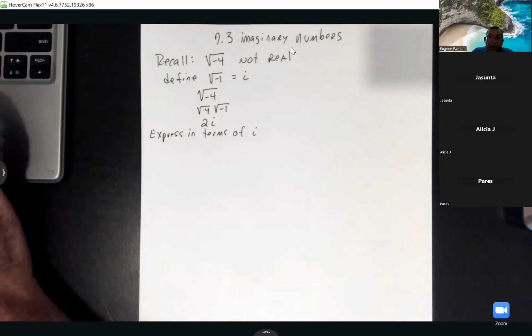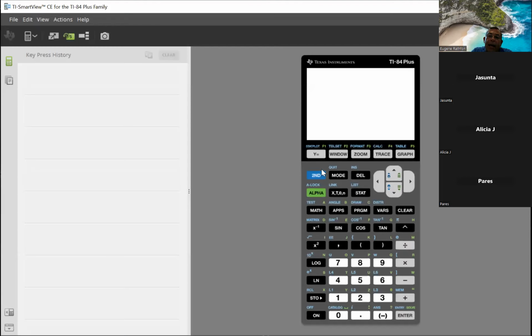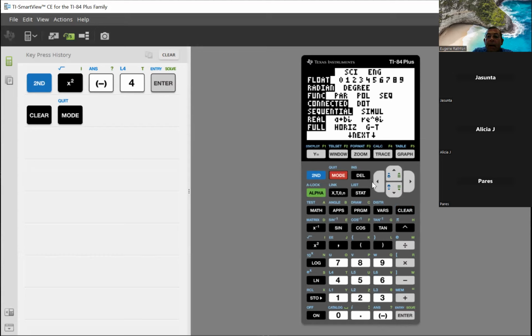Now, if you want to be able to do these on your calculator, I'm going to share my screen real quick. Remember, on the calculator, if you try to take the square root of -4, it's going to give you an error message and say that's a non-real answer. So if we want the calculator to take square roots of negative numbers, we've got to change the mode. Right here by the blue button on top, you see mode. Push that mode button, and then arrow down to where it says real.